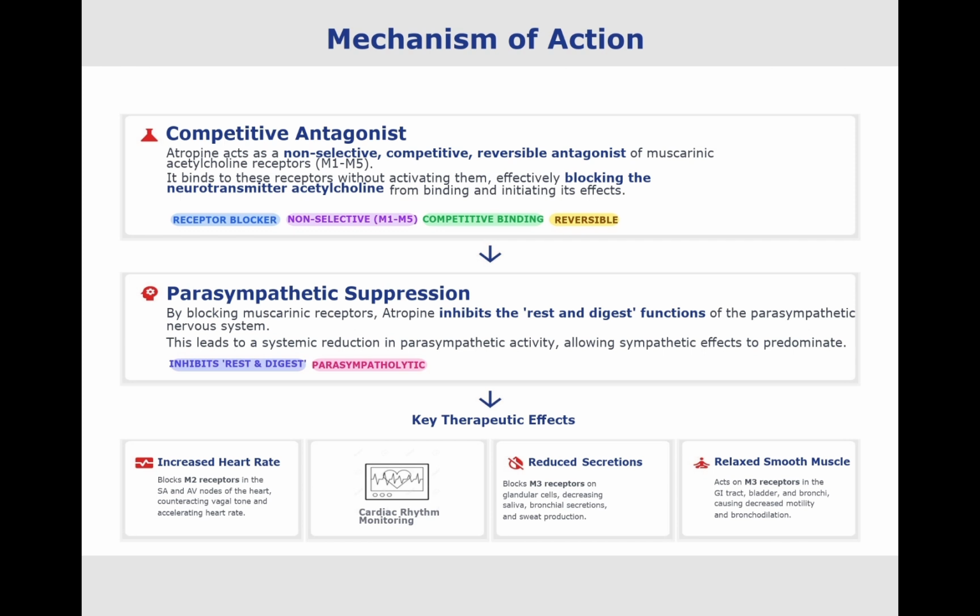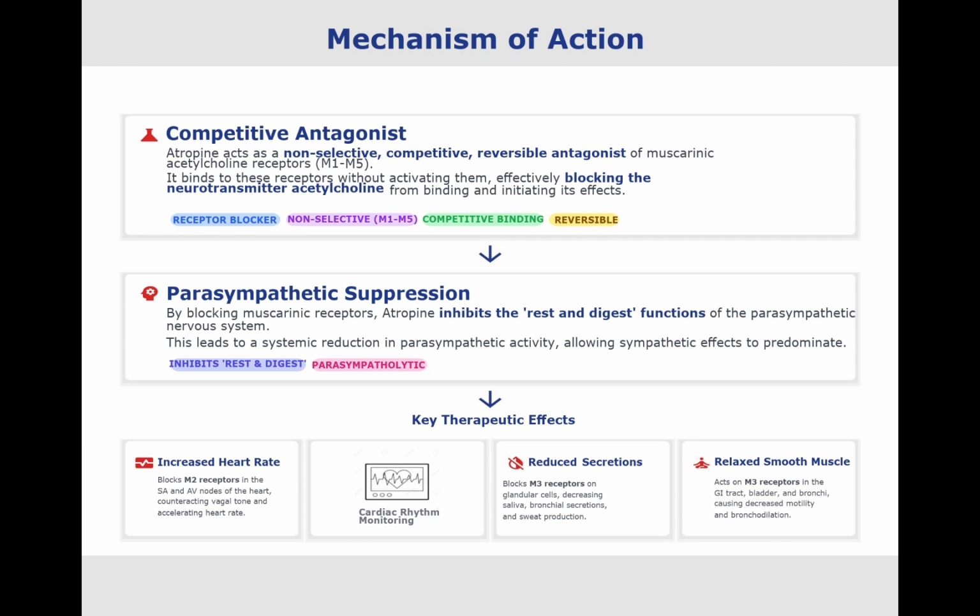Going deeper into its key effects, at the heart, atropine selectively blocks M2 receptors located on the SA and AV nodes. This action removes the vagal nerve's inhibitory brake on the heart, leading to an increased firing rate of the SA node and enhanced conduction through the AV node, resulting in an elevated heart rate. In the secretory glands and smooth muscles, atropine blocks M3 receptors, significantly reducing saliva, bronchial secretions, and sweat production, and promoting relaxation of smooth muscles in the bronchi and gastrointestinal tract.